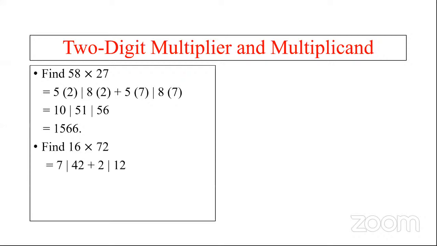Let us move to one more. 16 into 72. 1 into 7, 7. 6 into 7 plus 2, and 6 into 2. 7, 44, 12 will give me the answer 2, 5, 11. When I shift the digits right to left, 1152 is the answer.